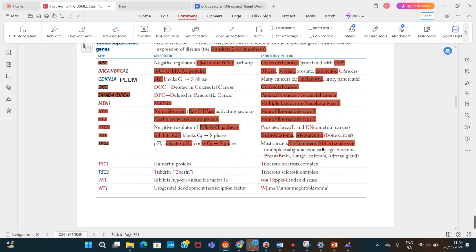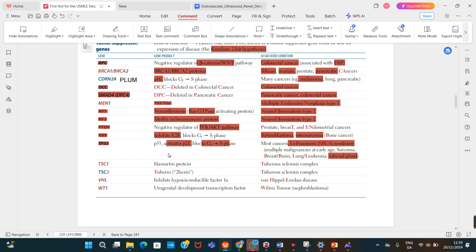P53. So Li-Fraumeni syndrome, the SBLA syndrome, multiple malignancy at early age, including sarcoma, the B for the brain and breast, the L for the lung and the leukemia, and also the A for the adrenal gland. So what tumor has a tropism to spread to the adrenal gland?